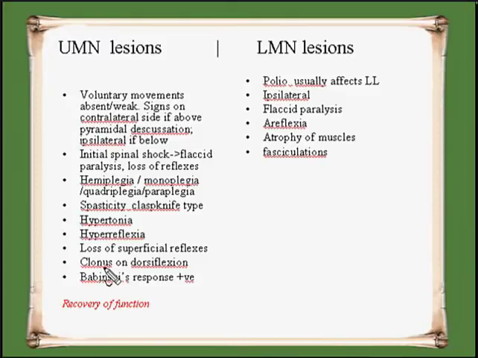Now, in lower motor neuron lesions, most of the lower motor neuron lesions, as I said, are because of involvement of the anterior horn cells or the cranial nerve nuclei or the cranial nerves or the spinal nerves itself. Now, polio usually affects the anterior horn cells, and it affects the anterior horn cells which serve the lower limb. So that's why when you see a case of polio, usually the lower limbs are affected.